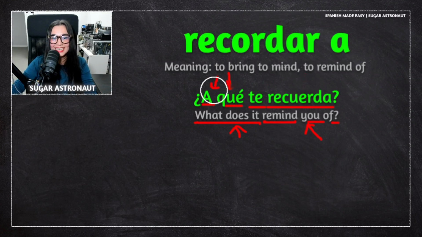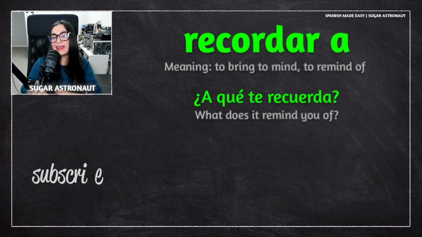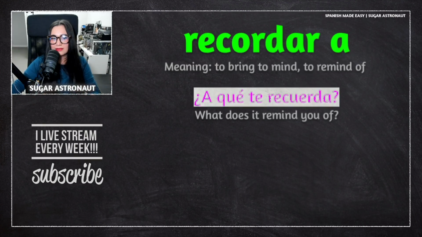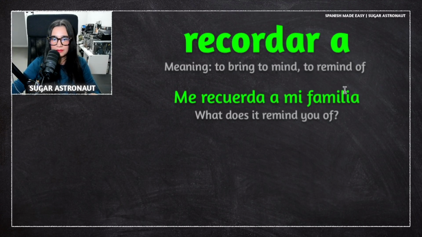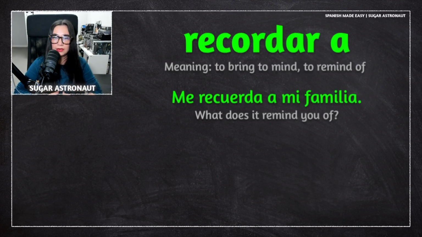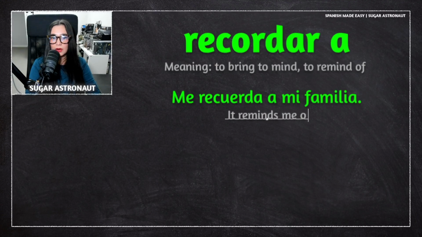I know it's very different, but that's how it works in Spanish. ¿A qué te recuerda? What does it remind you of? And then you can say, me recuerda a. That's a, you're answering this question. Me recuerda a mi familia. We could be talking about a movie, a song, a smell, a place. But essentially what you're saying here is, it reminds me of my family.